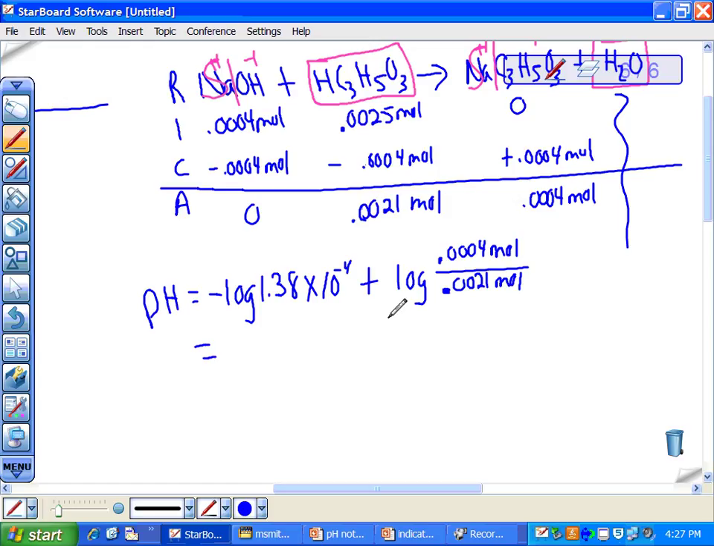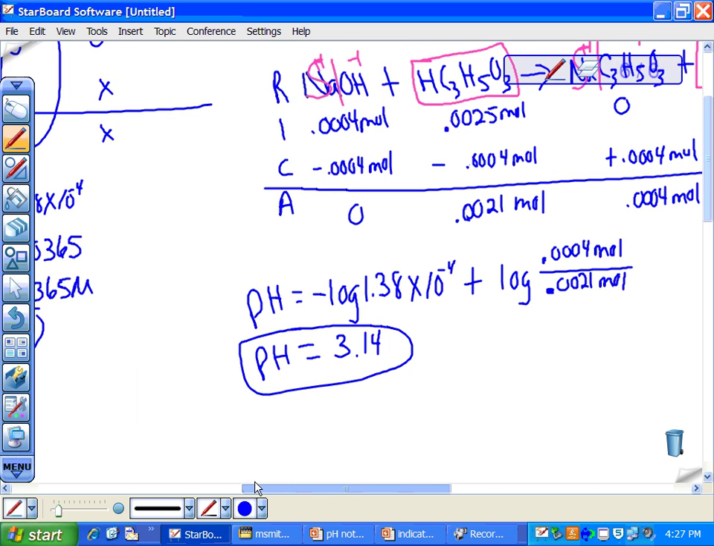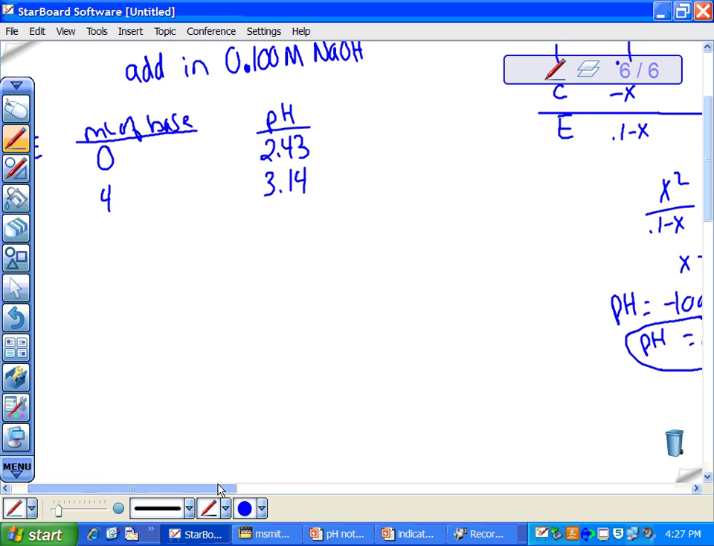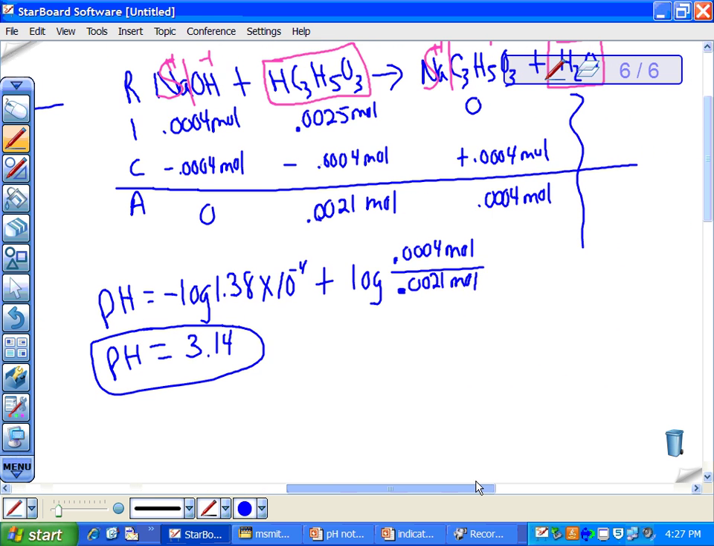Alright, so when I do this, you come out with a pH of 3.14. So I did a RICE table, then there was actually a buffer situation going on, so I could use Henderson-Hasselbalch. So over here, this would be 3.14. Okay, if you had to do the next point, you could do all those. They're all going to work the same, so not hard. We haven't reached anything hard yet.